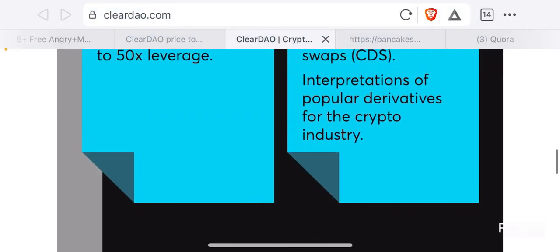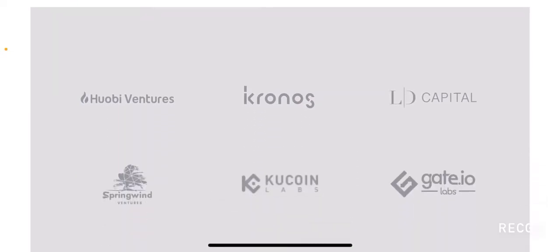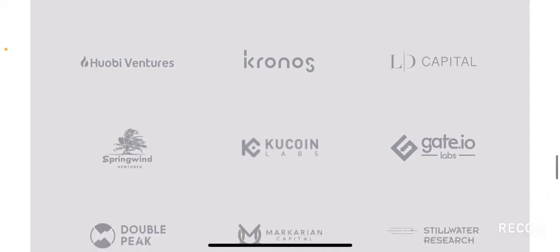So these are all some of the partners that are working with ClearDAO in order to ensure that their products are effective in solving the current issues, right? We don't know whether these are investors as well, but they are stating that they are partners. It's a very carefully chosen word. So they are not necessarily investors, right?